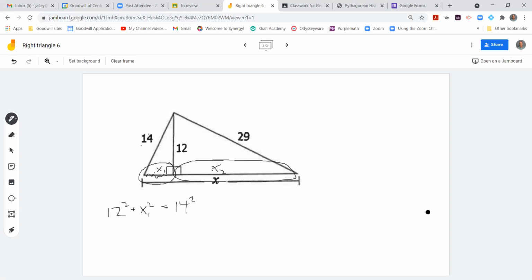Do I have another right triangle I can use? Yeah, sure do. Here's the hypotenuse. So that's going to be c of that one, the triangle to the right. So what should our calculation be for that one? I'm still going to use the 12. I'm not using the 14 on this one because that's not even part of the second right triangle. 12 squared plus the remainder of x squared equals 29 squared.